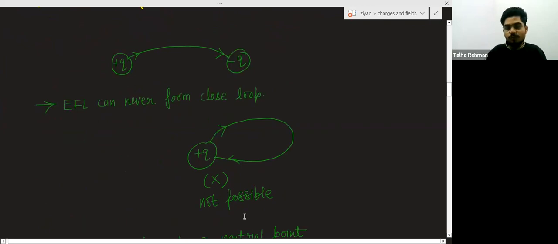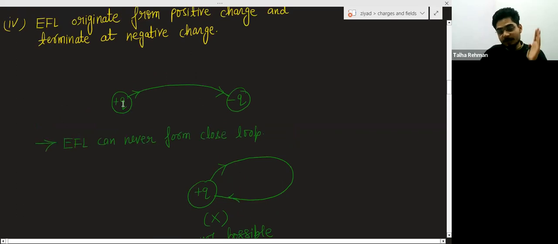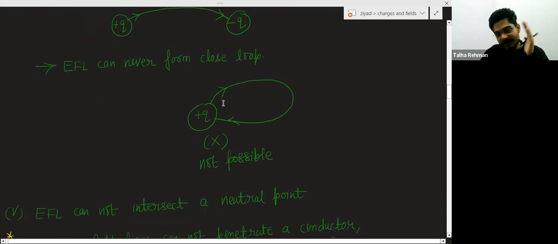For forming a closed loop, the electric field line should be like this. This is a positive charge, and this is the electric field line emerging from the positive charge and terminating again at the positive charge. Can the electric field line terminate at a positive charge? No, because we know that electric field lines start from the positive charge and end at the negative charge. If this is the condition, it should be like this, and this is not possible, because an electric field line cannot end at a positive charge.